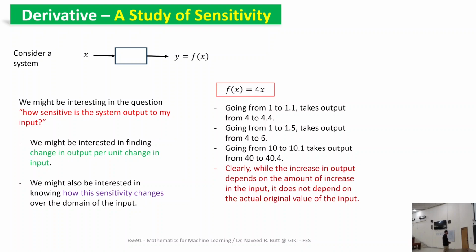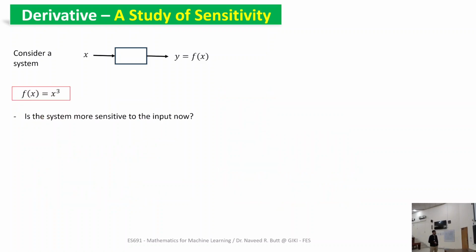In this case, yes, the output depends on the amount of increase, but it does not depend on the actual original value of the input. What about this system now? What's the sensitivity of this system to the input? Its sensitivity is different from the previous one, right?